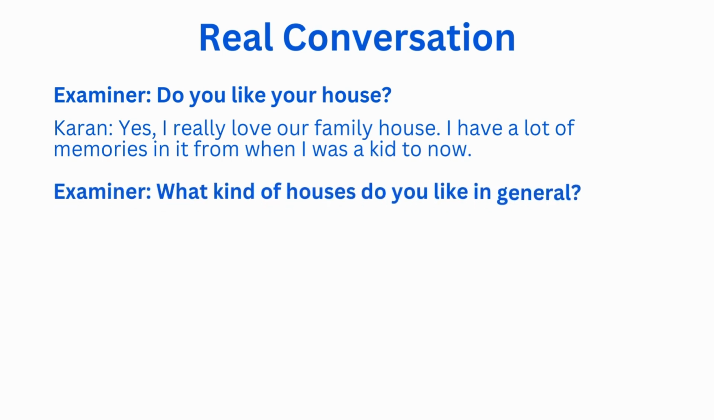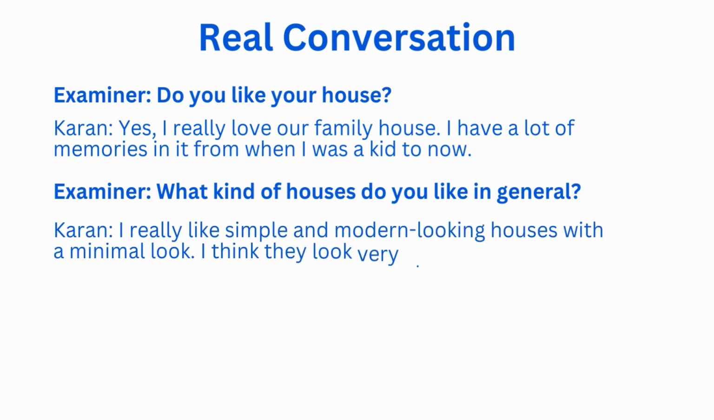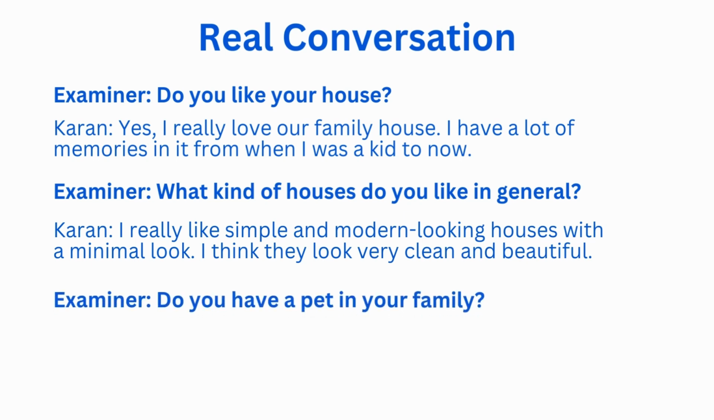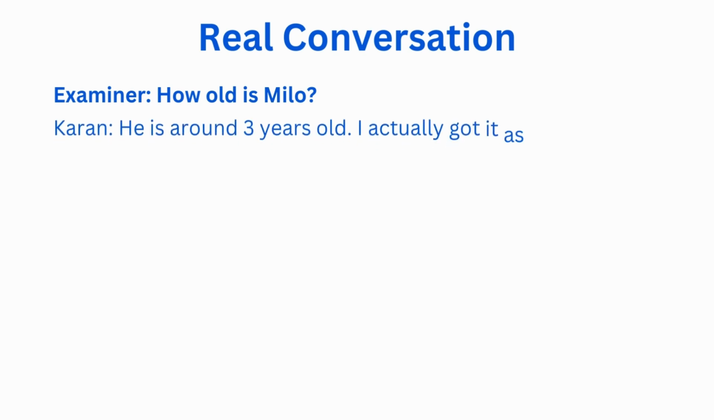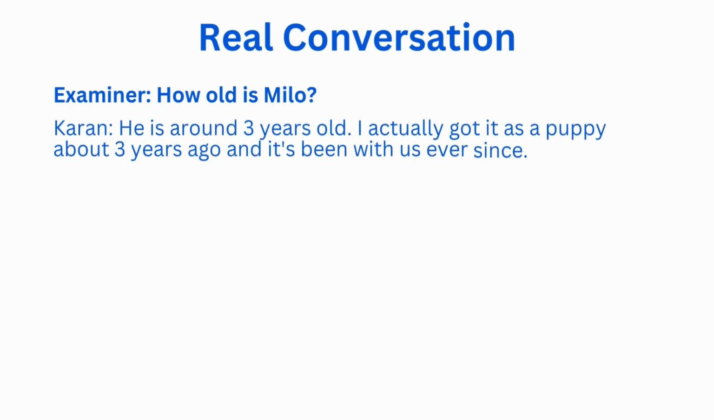What kind of houses do you like in general? I really like simple and modern looking houses with a minimal look. I think they look very clean and beautiful. Do you have a pet in your family? Yes, we have a dog named Milo. How old is Milo? He is around 3 years old. I actually got it as a puppy about 3 years ago and it's been with us ever since.